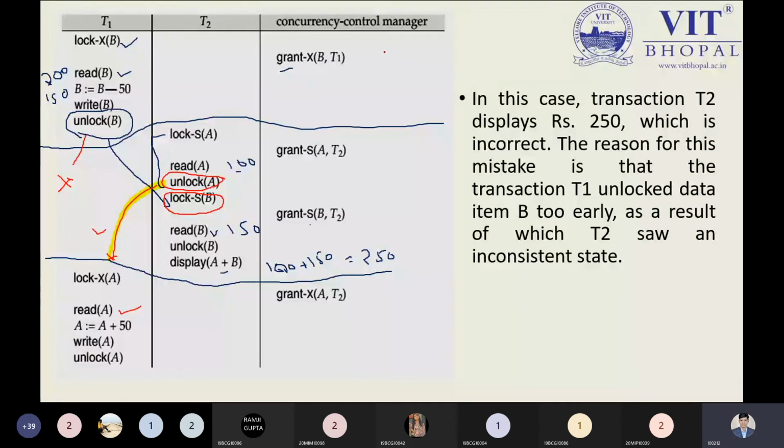So lock X on B means I can perform read and write operations over here. I'm directing B's amount, that is 150. Previously I initialized its value as 200, so I'm using the same values over here. I'm unlocking B. There will be no issue. Inside transaction T2, I use lock S on A, which means I can perform only the read operation. I'm reading A, that is 100, and now I'm unlocking A.